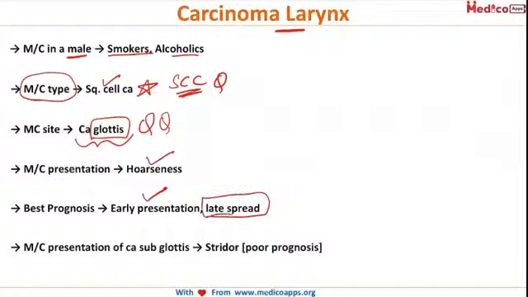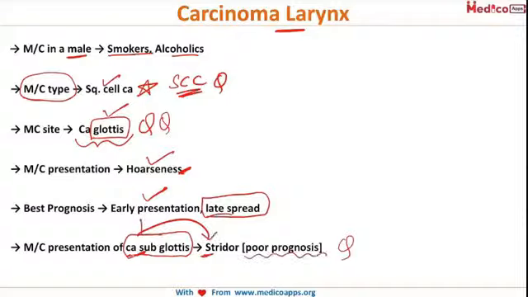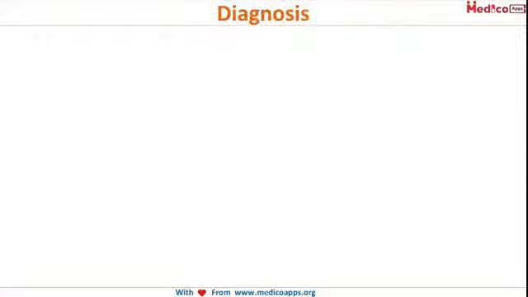Another very important and confusing exam question is the most common presentation of carcinoma subglottis. The most common presentation of carcinoma glottis is hoarseness, whereas for subglottis, S for sub and S for stridor. So remember it like that. Subglottis is for stridor, and this type has a very poor prognosis. Now with that note, let's proceed to how we will diagnose carcinoma larynx.